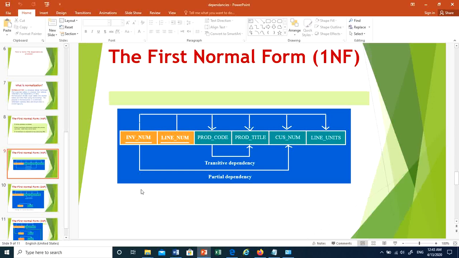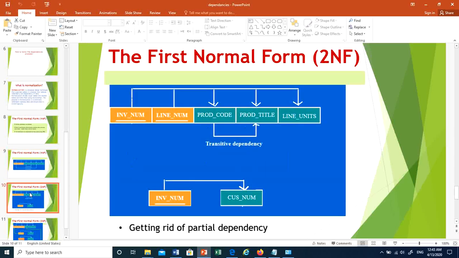Okay, now let us work on the first one. Let us remove the partial dependency, this one. How do we remove the partial dependency?